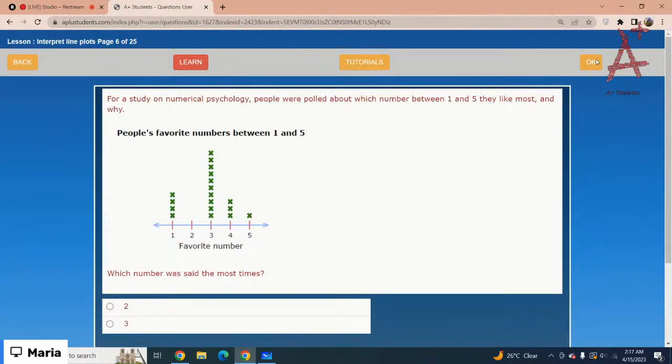Okay, for a study on American psychology, people were polled about which number between 1 and 5 they like most and why. What number was said most times? So you just look at the frequencies and which number has the highest frequency. Just 3 has the highest frequency. Got it? That means the number said most times is 3. So it would be 3.